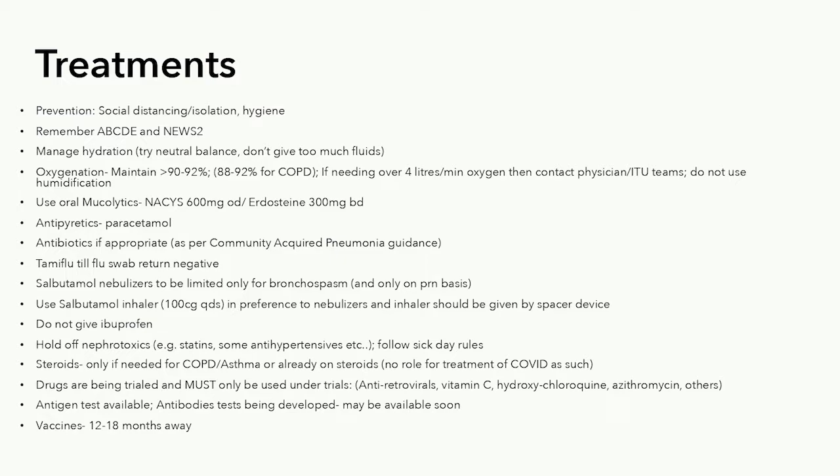So that simple sentence should identify what the difference is. We have antigen testing available. We should have antibody testing available soon. And then there is the issue around vaccine. So currently there is no vaccine available. It may, however, be available, but it's at least 12 to 18 months away for public consumption.